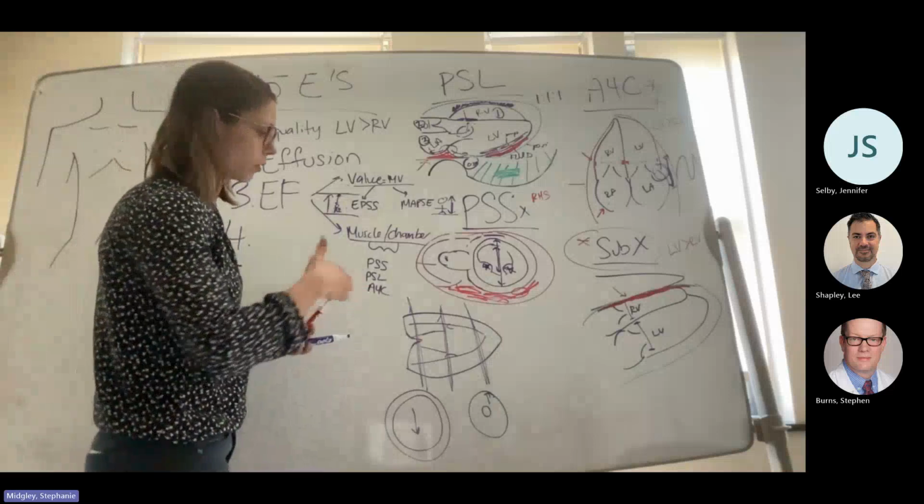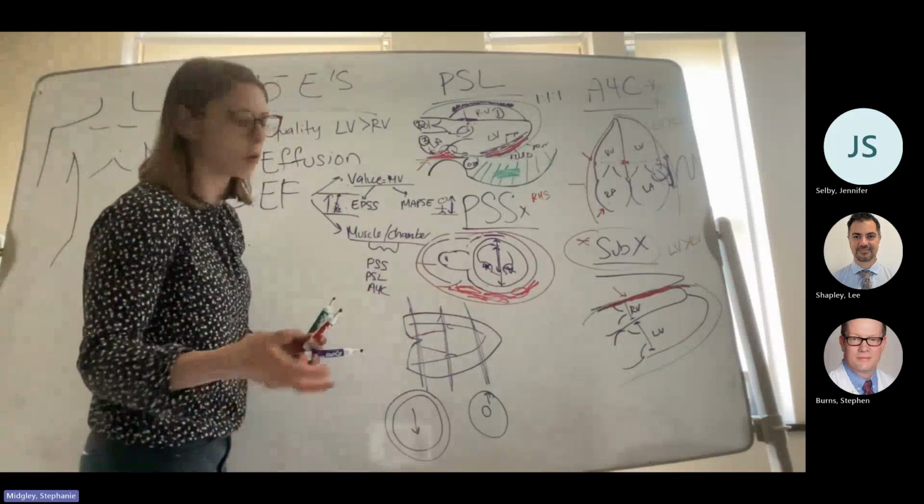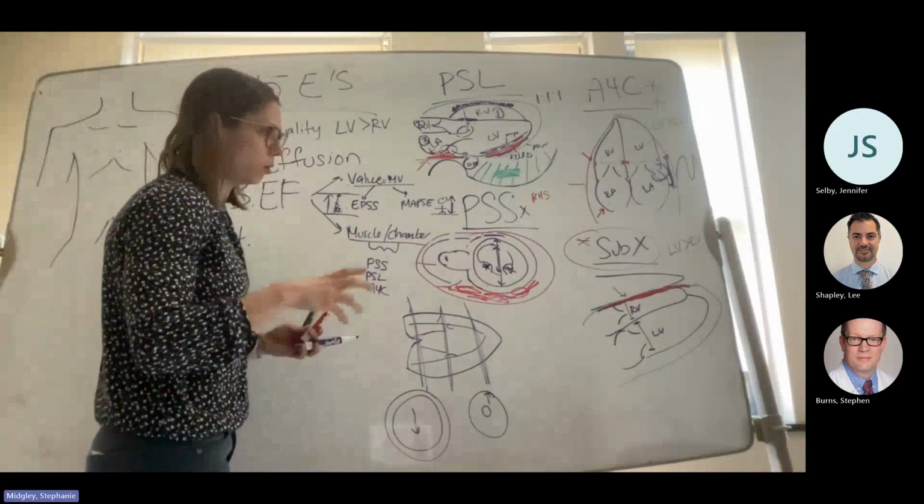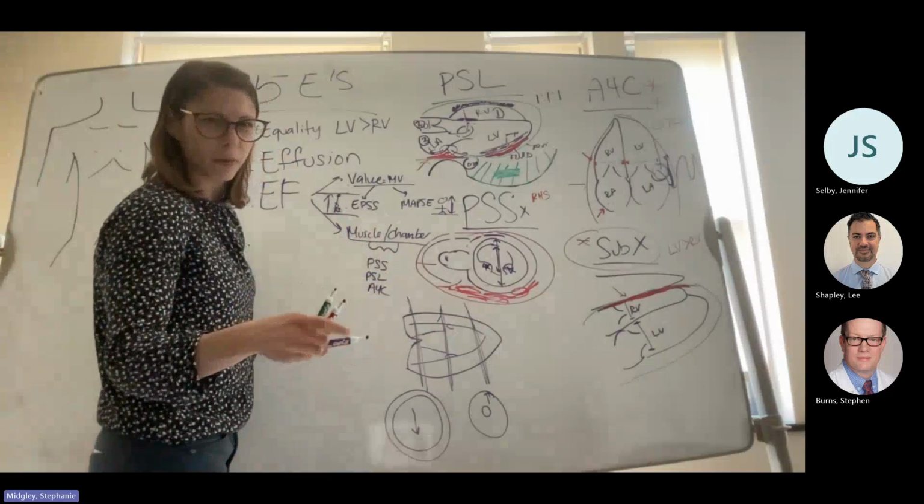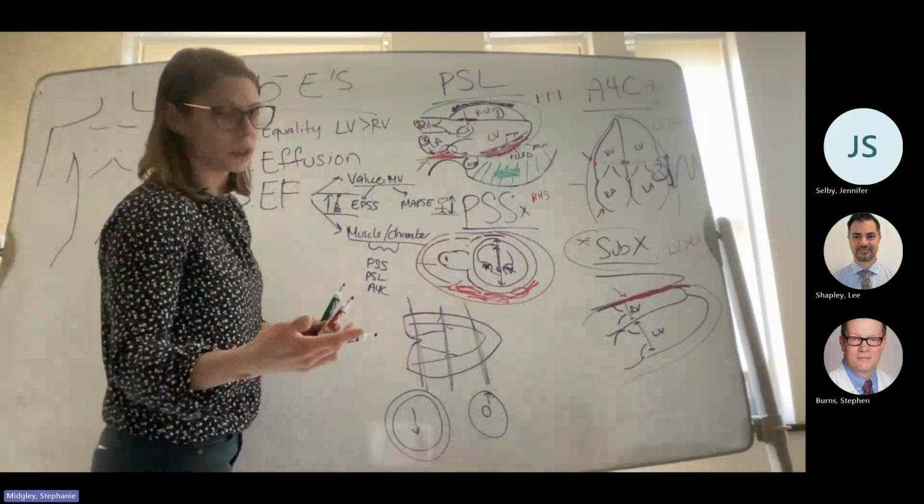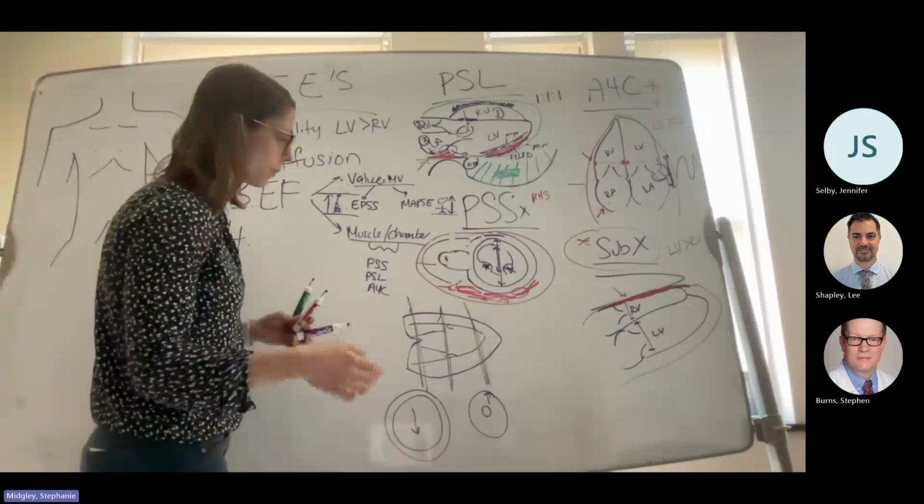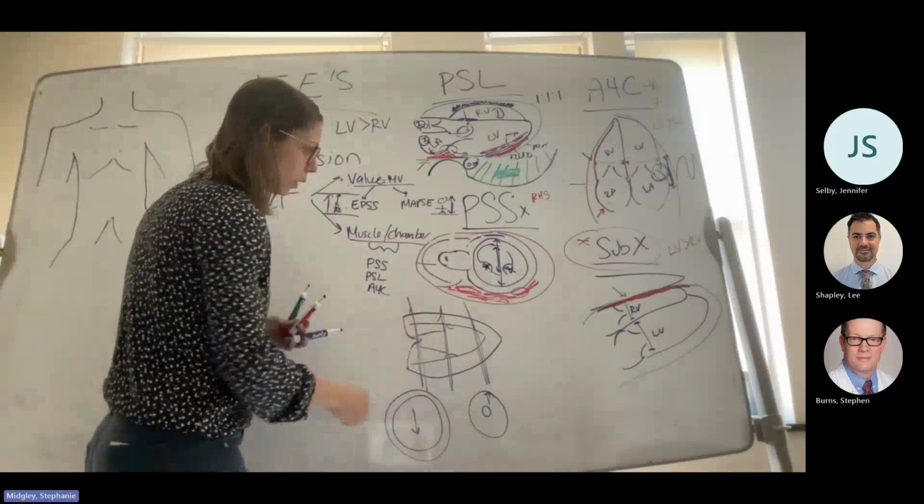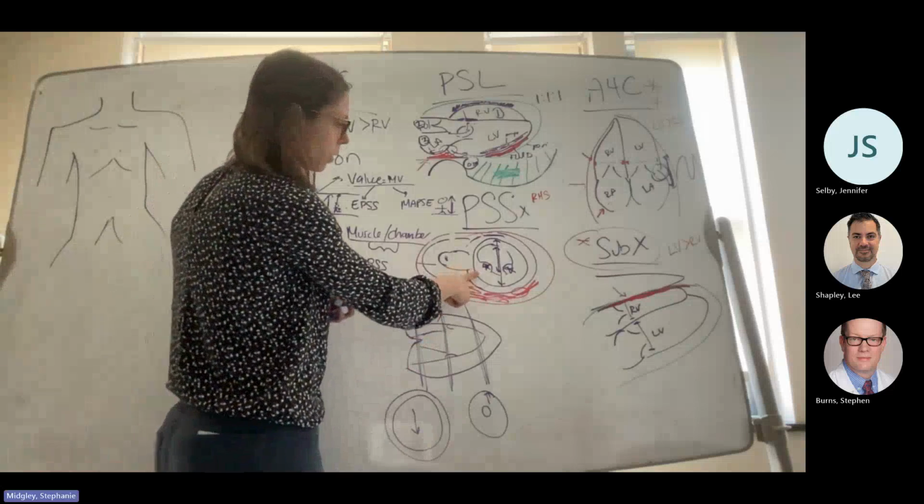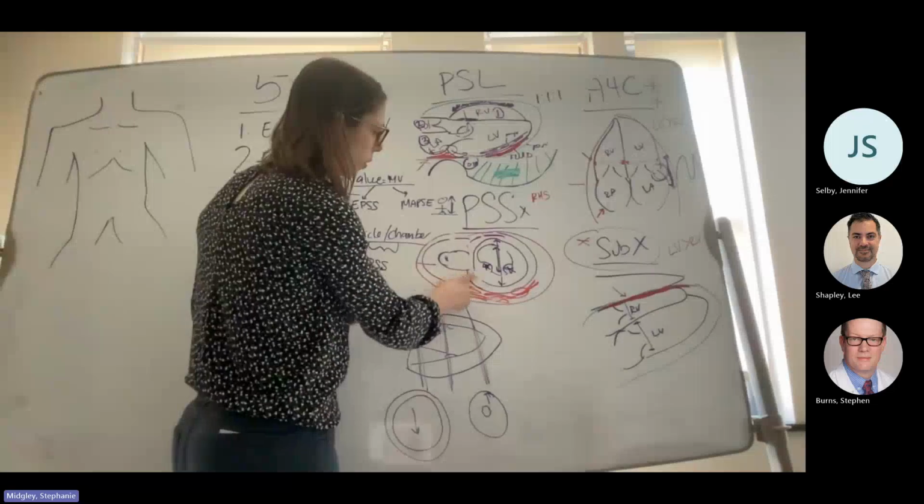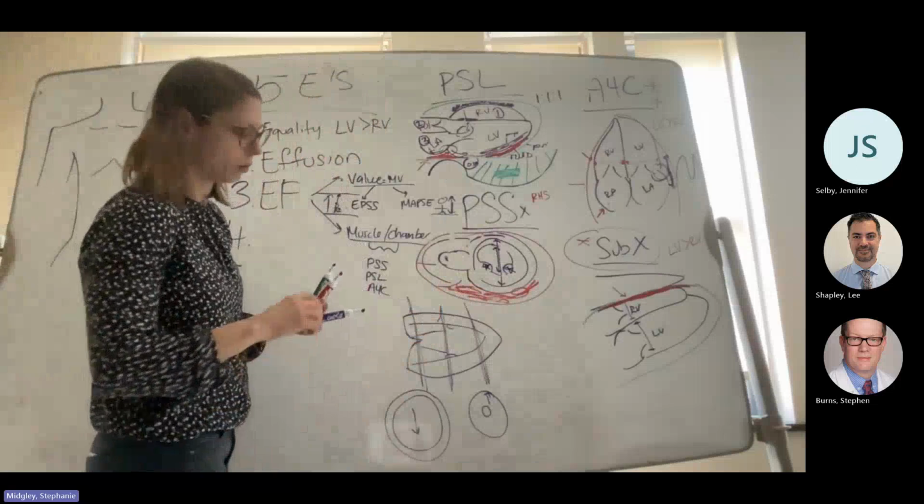So if you're looking for somebody who's complaining of chest pain and you're worried about ACS, you can't rule it out if they don't have wall motion abnormalities, but you can definitely rule it in if they don't have any prior history and you see one area, like say this spot here, your inferior wall is not squeezing very well.